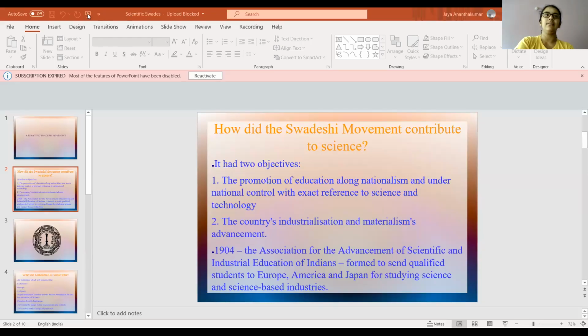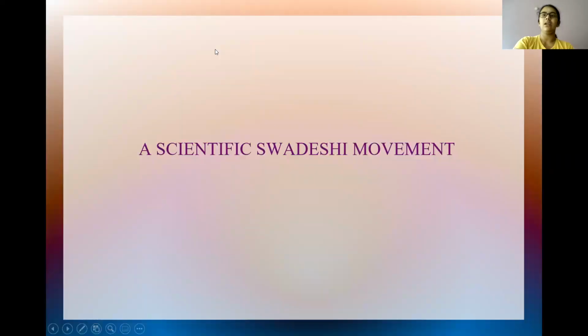This is a presentation about the relationship between science and the Swadeshi movement. So let's get right into it. Many people might be thinking that the Swadeshi movement might not have contributed to science, but actually it did.